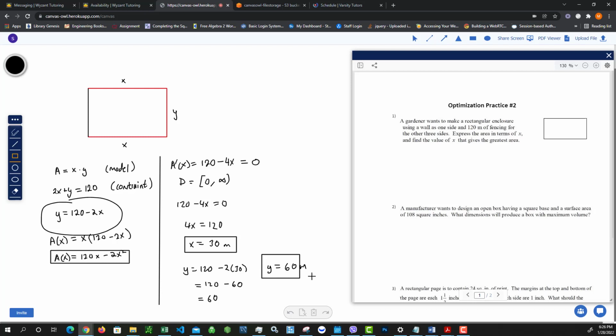Okay, so there we go. So we found the area function expressed as a function of x, and we found the x and y values that maximize the area of this rectangle.